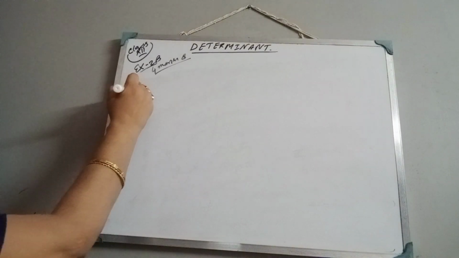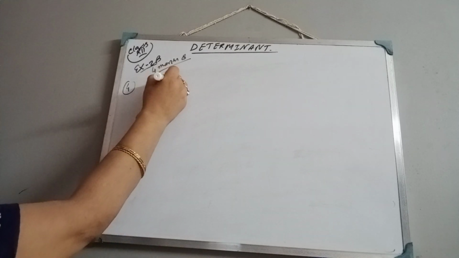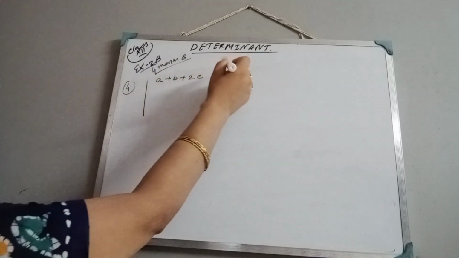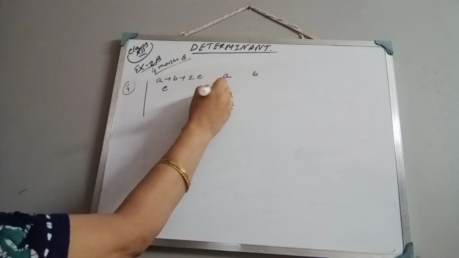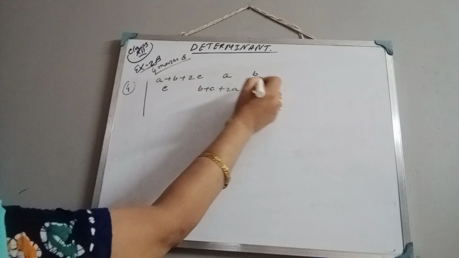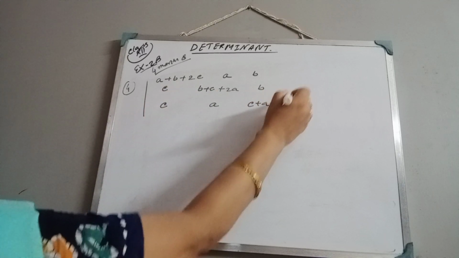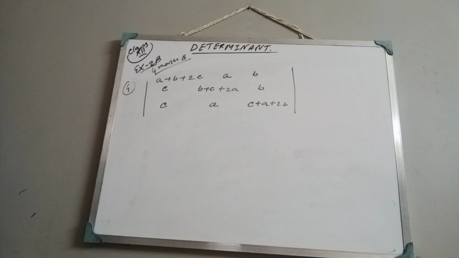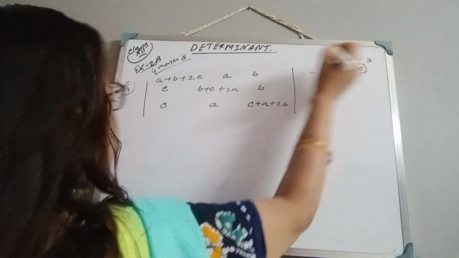Next, sum number 4. What is the question? The determinant with rows A plus B plus 2C, A, B; C, B plus C plus 2A, B; C, A, C plus A plus 2B, which is equal to 2 into A plus B plus C whole cube. This we have to prove.